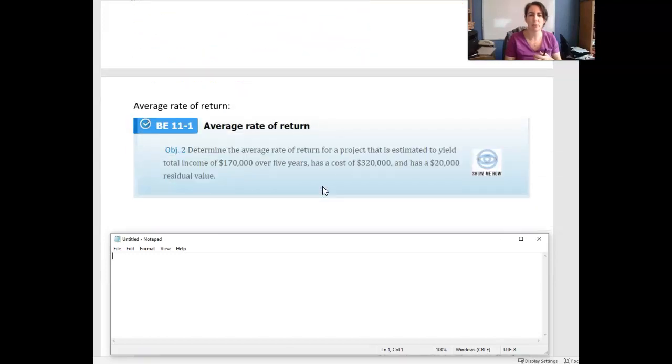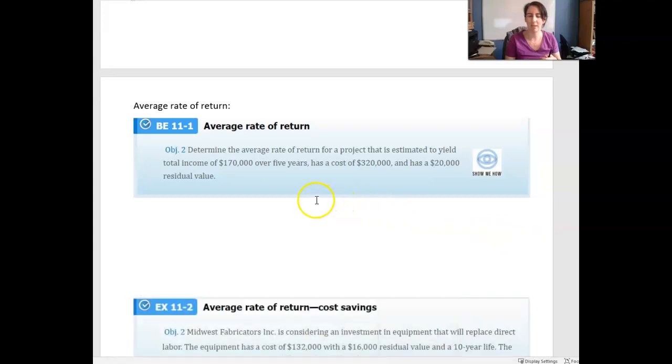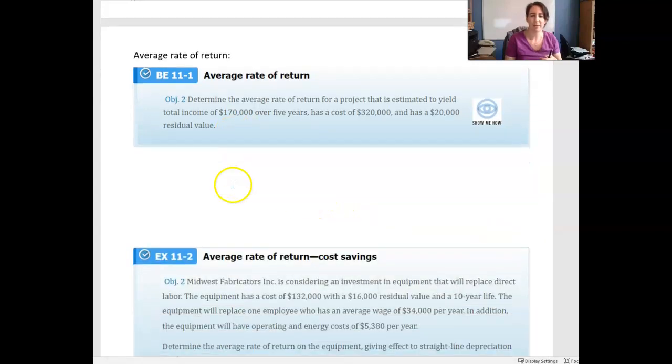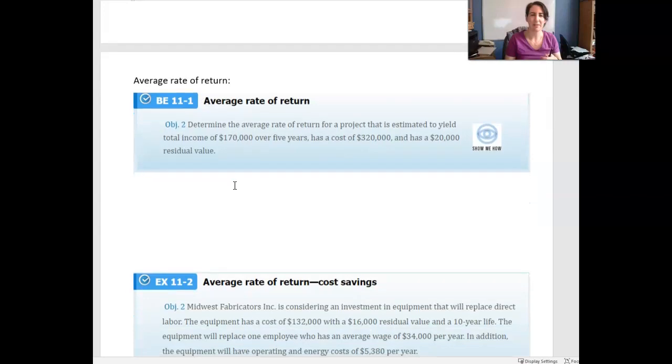So let's get right into an example so I can show you how this works. Okay, average rate of return. I've got 2 of them in here. All right, average rate of return. So determine the average rate of return for a project that's estimated to yield total income of $170,000 over 5 years, has a cost of $320,000, and has a $20,000 residual value.